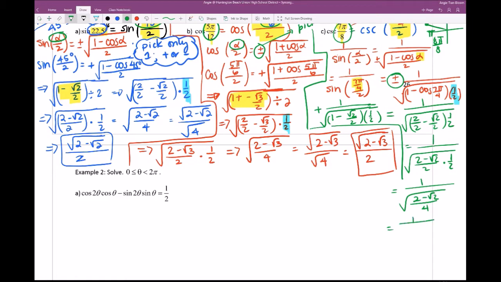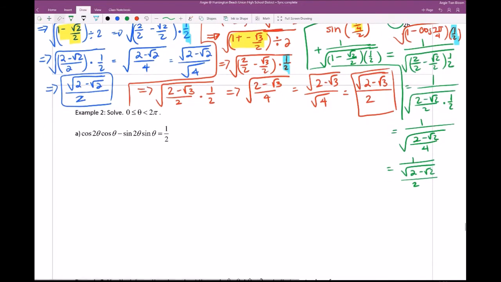So 1 over radical 2 minus rad 2 all over 4. I'm sorry, all over 2. Square root of 4 is 2. Square root of 4 is 2. Okay, so what do I do now? I have so many fractions. Well, it's not too bad.